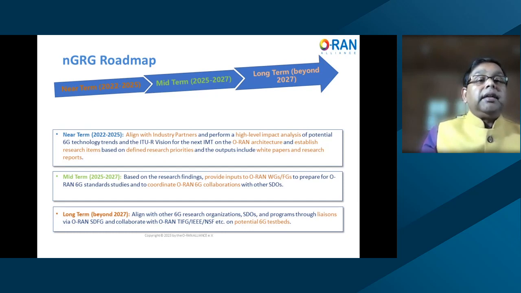So what exactly is the near-term goal, 2022 to 2025, is meant to align with the industry and figure out what will be the broader scope of our work and what are the areas we can play with. And of course, 2025 to 2027 will be based on the research findings and how we can align our work groups accordingly, and how we can better align with the rest of the standardization committees in the world, including 3GPP, IEEE, TIFG, NSF, and all. So that will be the major focus.